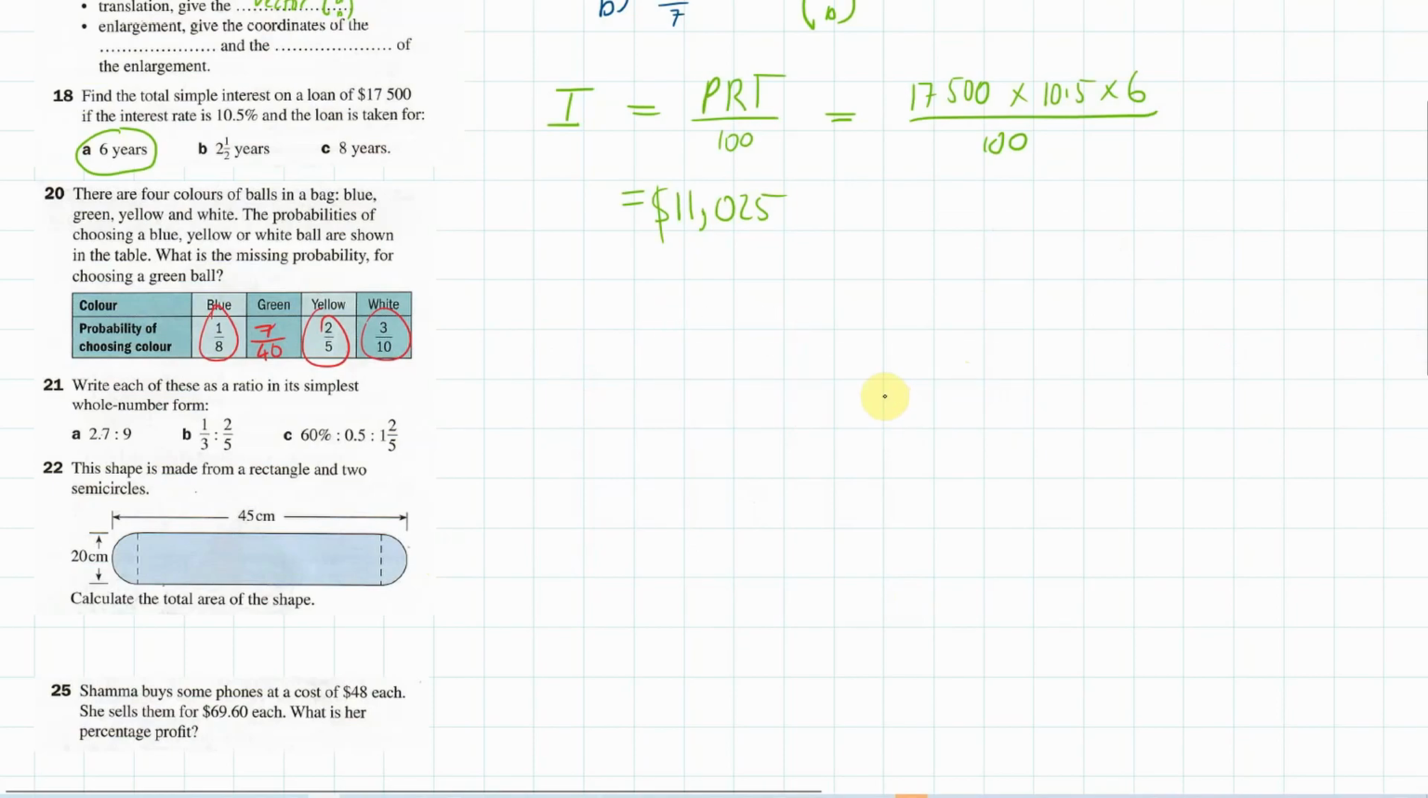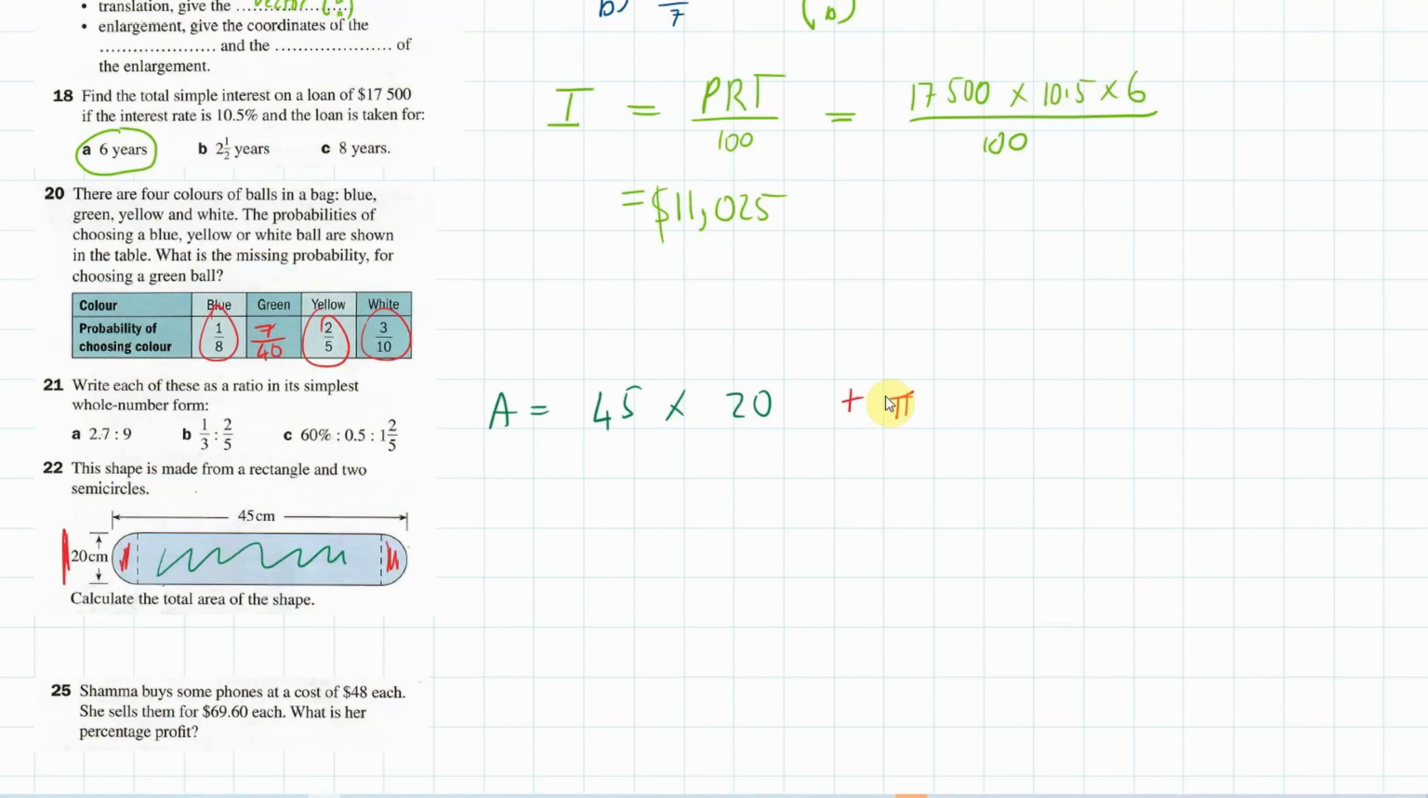Okay, the next one, we want to find the total area of the shape. Well, I hope you can see that it is made up of a rectangle. So the rectangle is going to be 45. So area is equal to 45 times 20. And then you can also see that we have half a circle here and half a circle here. So in total, we've got a whole circle, which is pi r squared. Now, what is r? Well, if this here is the diameter, which it is, then the radius must be 10. So we chuck this all into our calculator.